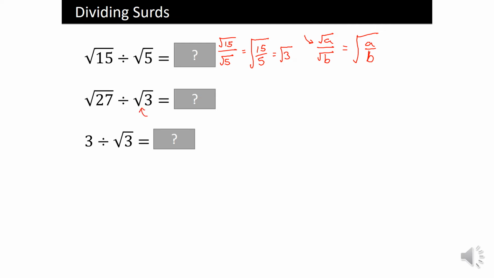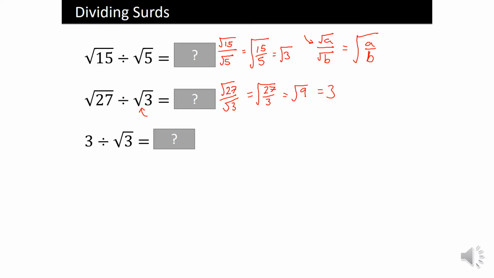So this one, there's a couple of different ways of doing this. I'll show you both ways, but I'd probably stick with just using the rule for this one, but I will show you other ways as well. So we've got root 27 divided by root 3, so I'll write it in the fraction form. Then we can write it as square root of 27 over 3. So that'll be square root of 9, and then the square root of 9 is just 3.